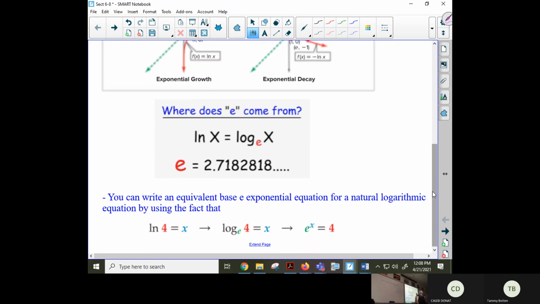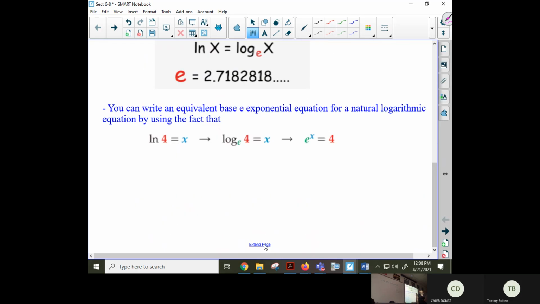So where does e come from? Natural log of x is defined as log base e of x, okay? And again, e is 2.718, keeps going and going.